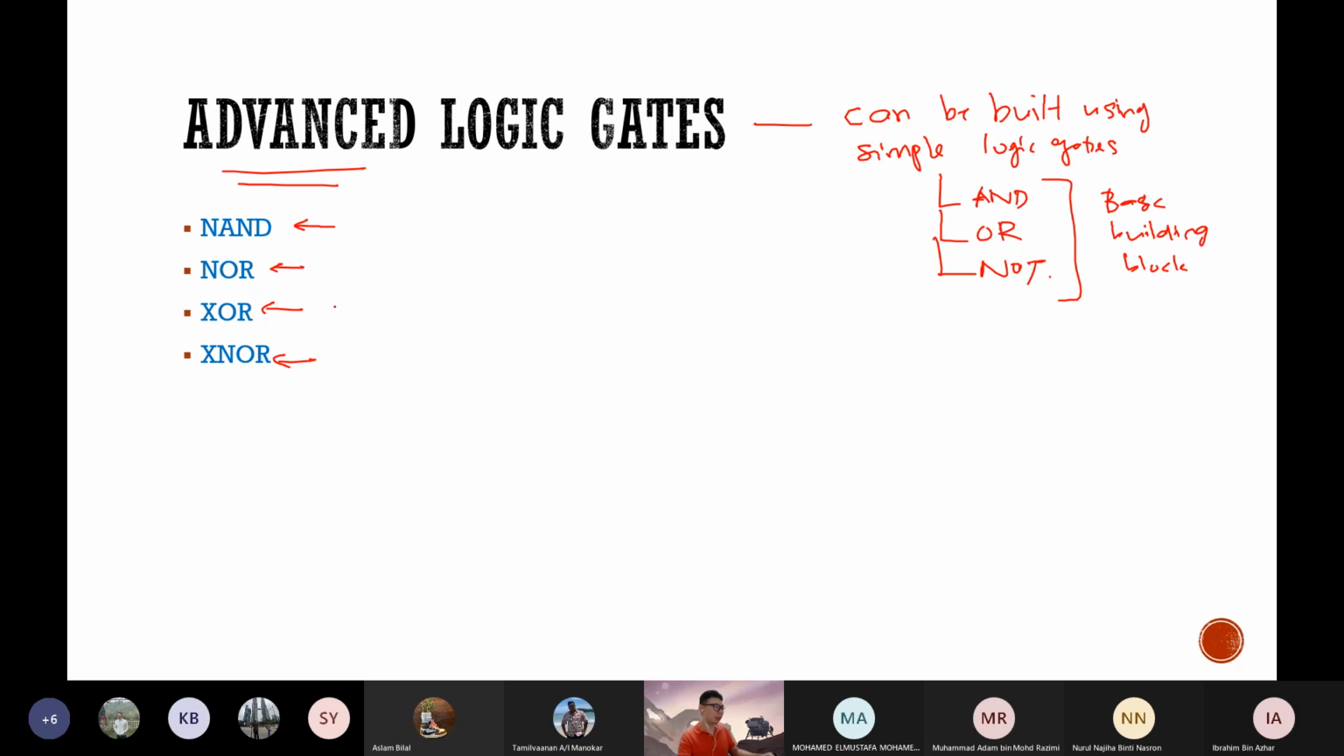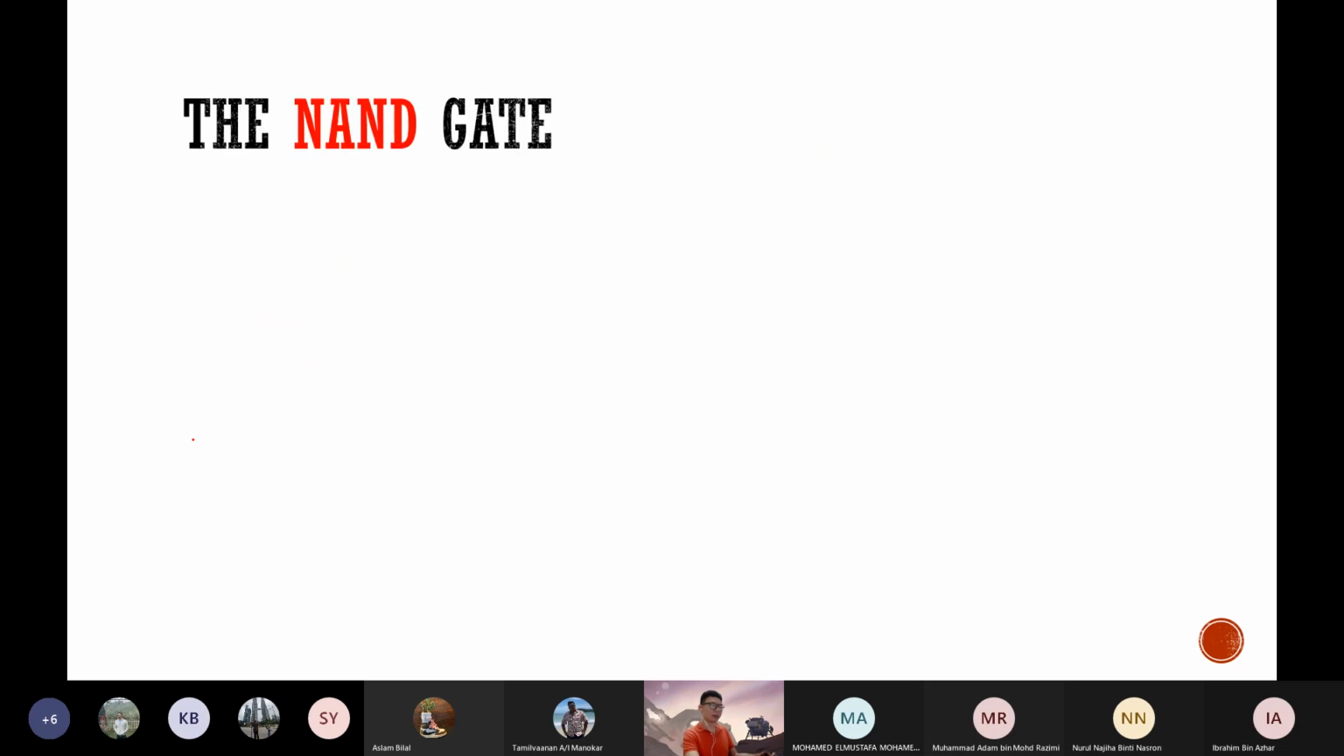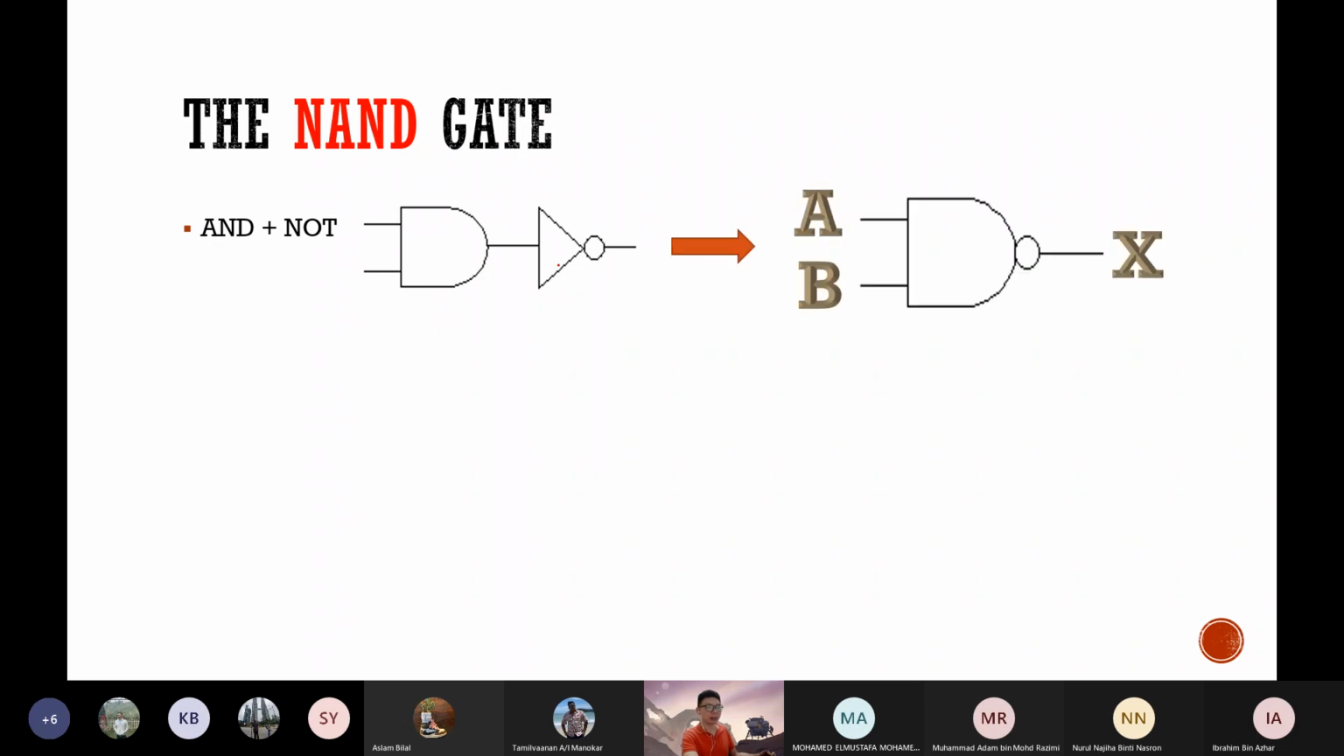All right, let's take a look at each one of these gates and how they work. Let's start with the NAND gate. Some of you might have heard about the NAND gate, but a NAND gate is just a combination of an AND gate and a NOT gate. You channel the output of the AND gate into the input of a NOT gate. That is all. Instead of drawing two separate gates, we can combine this into one simple gate, the NAND gate, and it's drawn like this.